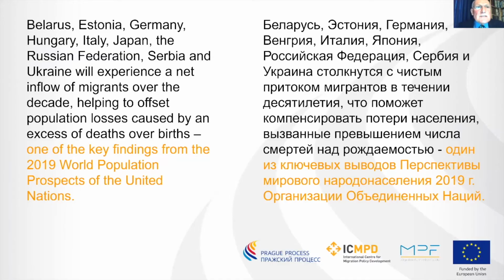Already, I just found this yesterday. It was in a UN summary, one of the 10 key points, and I include it here because it mentions so many of these non-EU countries, Prague Process countries. Belarus, Russian Federation, Serbia, and Ukraine, together with Estonia, Germany, Hungary, Italy, and Japan, will experience a net inflow of migrants over the decade, helping to offset population losses caused by an excess of deaths over births. And the emphasis is on helping to offset. Even if they remain, this is not a solution to declining populations.